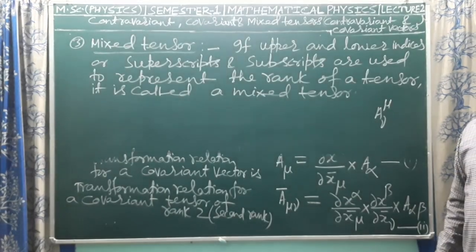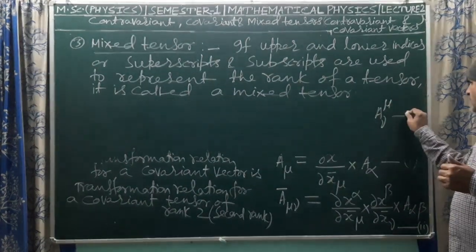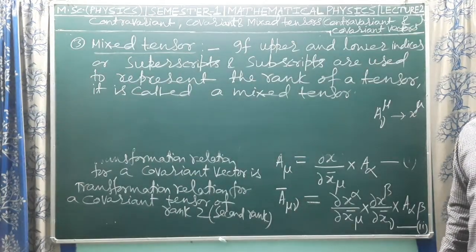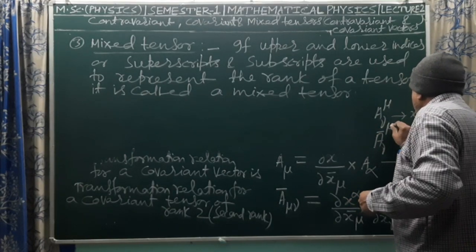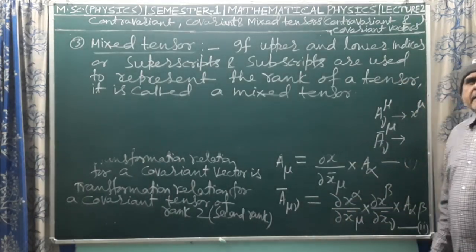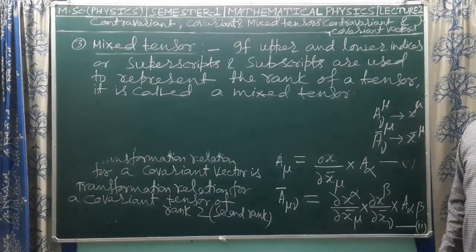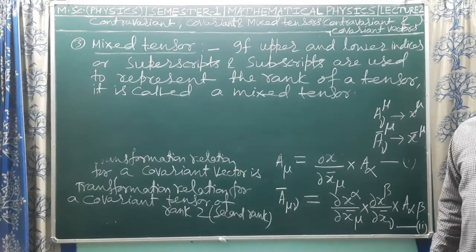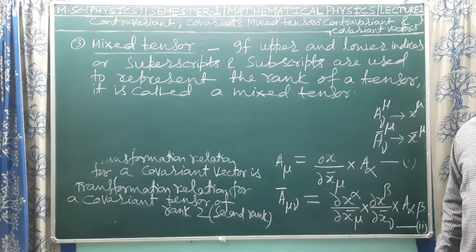So if n square quantities a mu nu in a system of variables x to the power nu are related to other n to the power 2 quantities, a bar mu as the upper index and nu as the lower index, in another system of variables, that is x bar mu, then the transformation relation for the mixed tensor a mu nu, a to the power mu upper index while nu as the lower index.